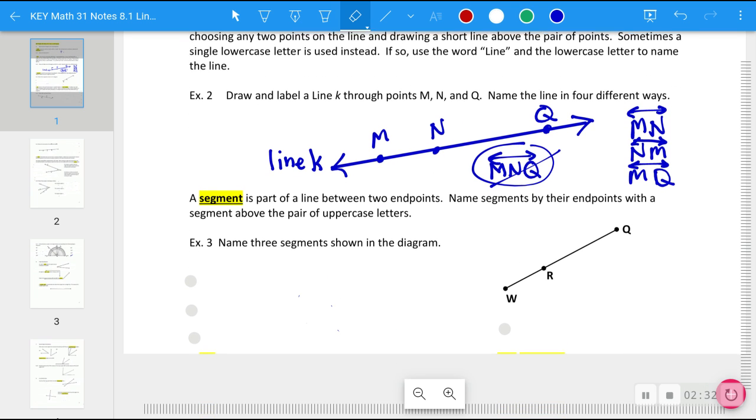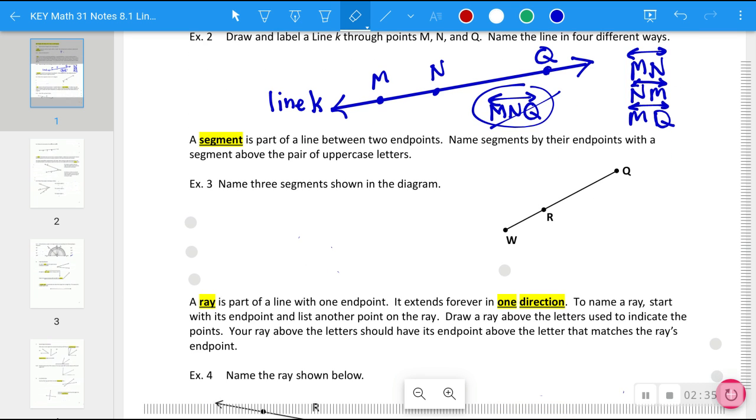Now, the difference between a line and a segment is a line goes forever in both directions, and a segment has a starting point and an ending point. So let me highlight the segments that you see in this little diagram. For example, you've got a little short segment right there. We would call that segment WR. And then you've got a longer one here, which would be RQ or segment QR. And then you've got the whole segment that starts at W and goes all the way to Q.